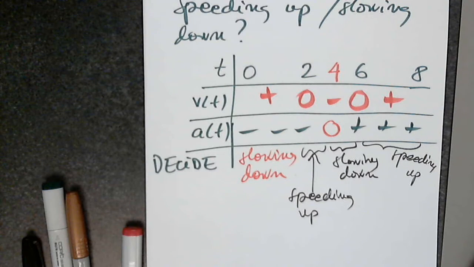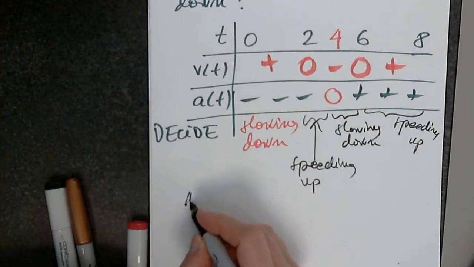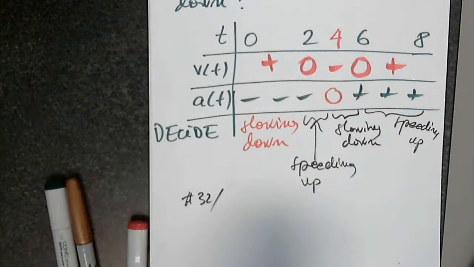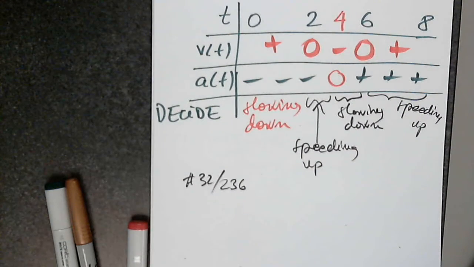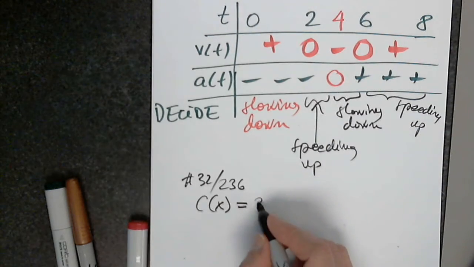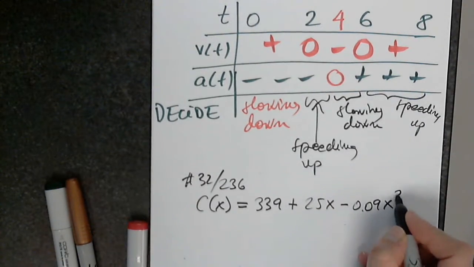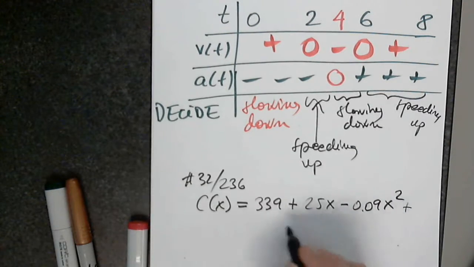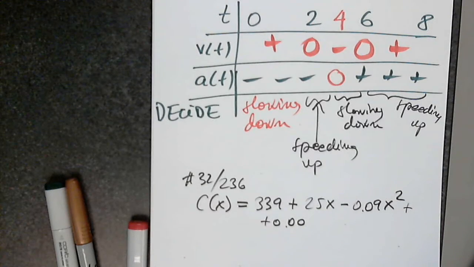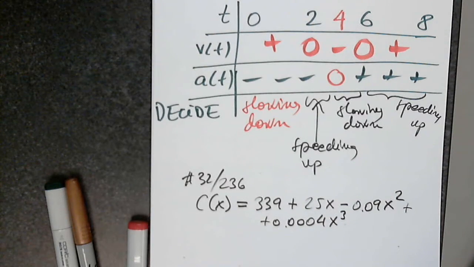So let's look at 32. You'll have to do 31. Let's do 32, and that's on page 236. And here it is. The cost function for production of a commodity is C of X equals 339 plus 25X minus 0.09 X squared plus 0.00, I see 3 zeros, correct me if I'm wrong, X to the third. Find and interpret C prime of 100.